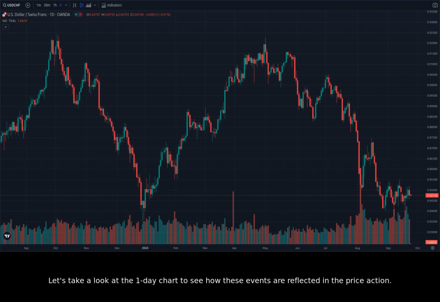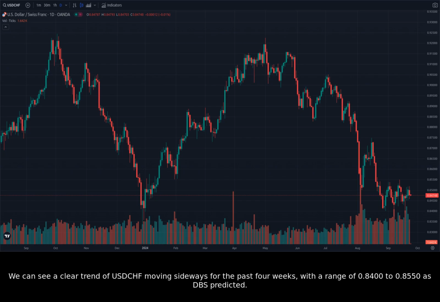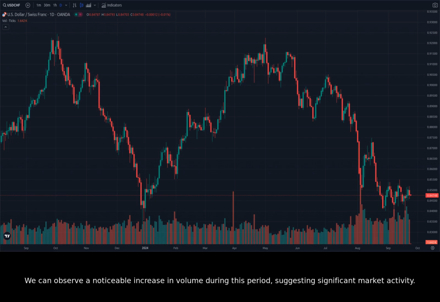price action. We can see a clear trend of USDCHF moving sideways for the past 4 weeks, with a range of 0.8400 to 0.8550 as DBS predicted. We can observe a noticeable increase in volume during this period, suggesting significant market activity.